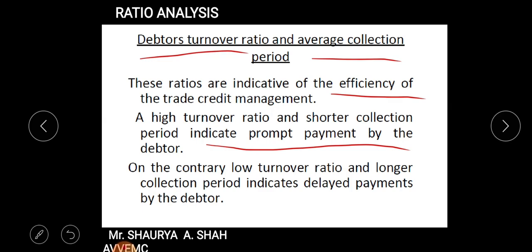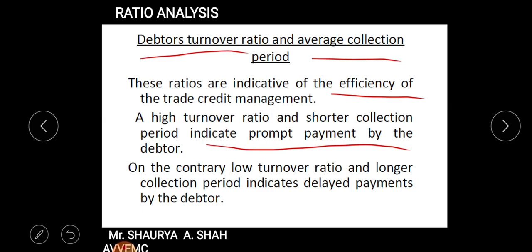In 25 days, I am receiving the money which I had sold on credit for the goods, right? So suppose today is 1st of July. I am selling on 1st of July. So after 25 days, on 25th of July, the debtor is going to pay me the money. So I ask you, if I say my debtors ratio is 40 days, is it good or bad?